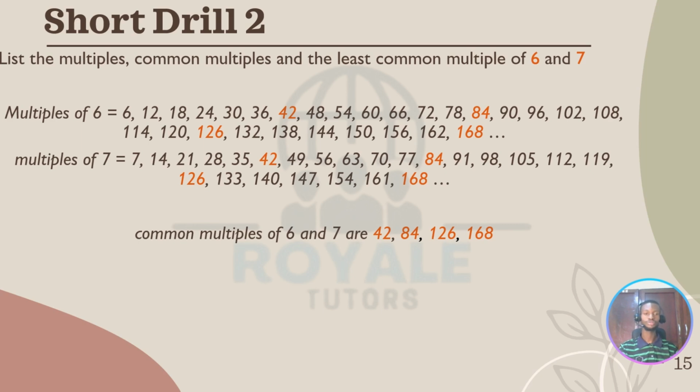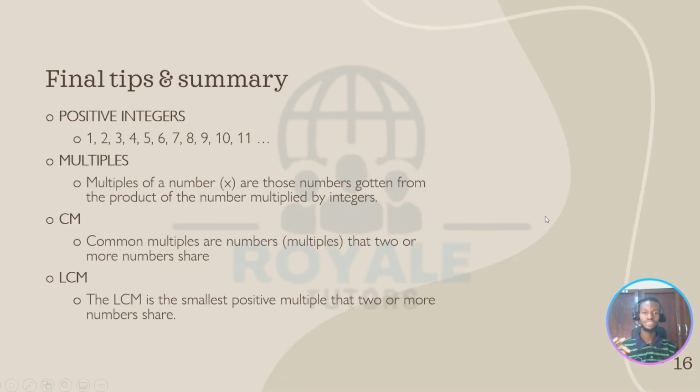We have 42, 84, 126, 168. Don't forget, you can see that they are all multiples of 42. And the least common multiple of 6 and 7 is 42, because 42 is the smallest mutual number between the multiples of 6 and the multiples of 7. You can see that 42 is the smallest number.